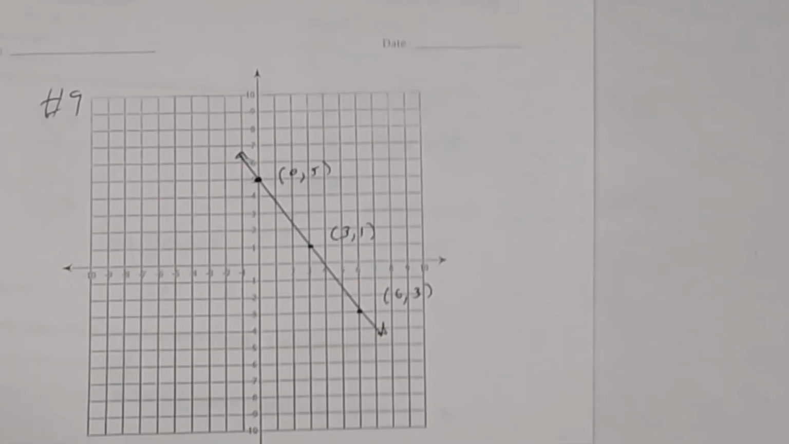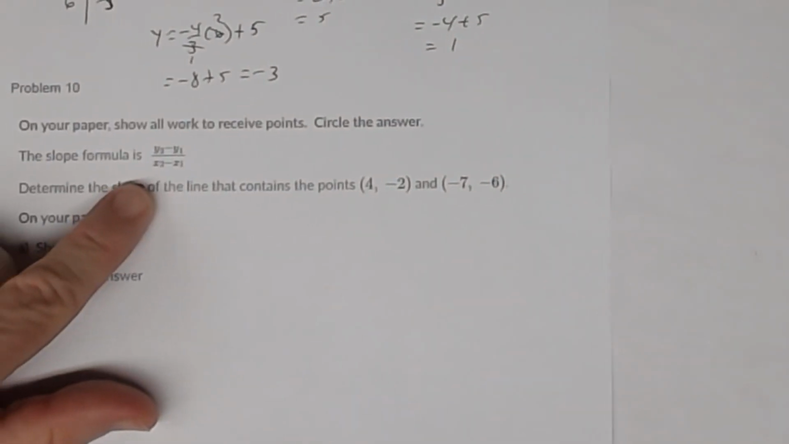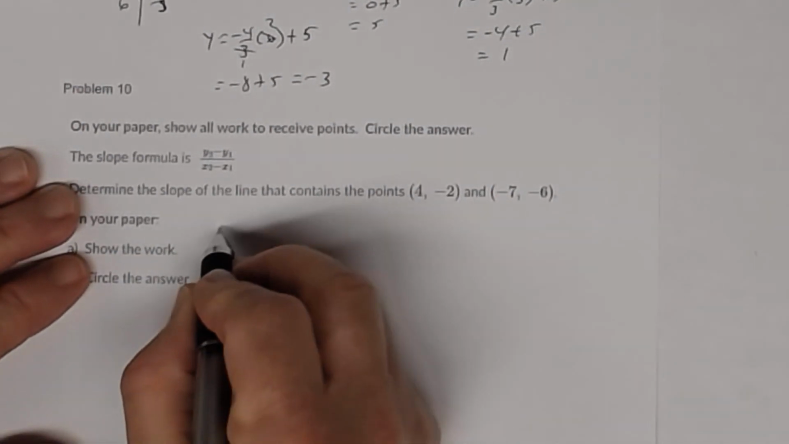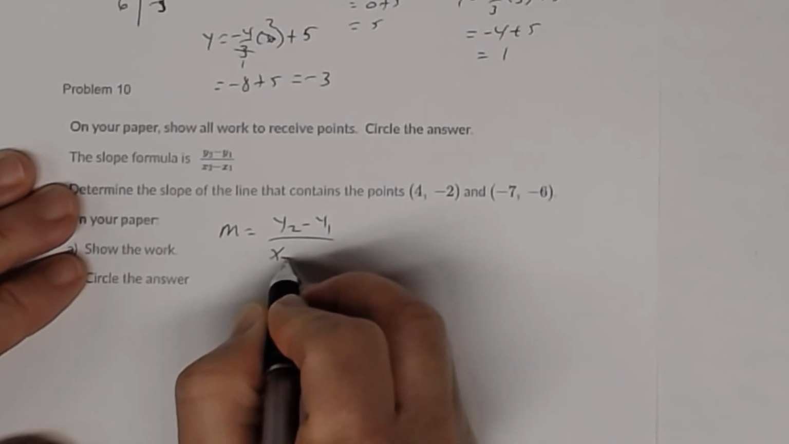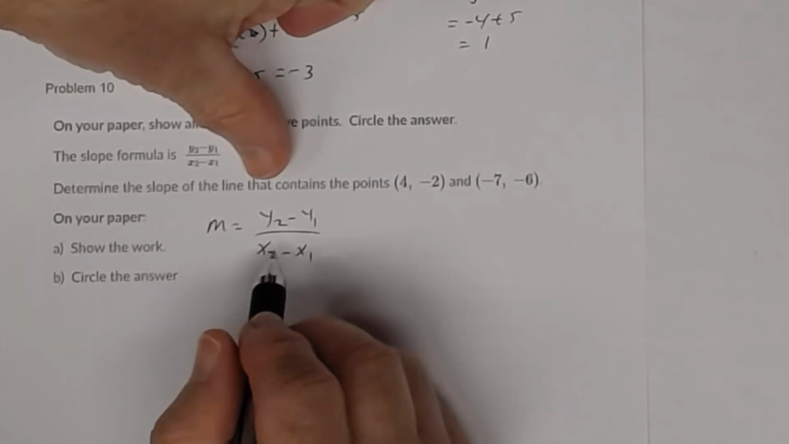You had to show that. Okay, number 10. Number 10's easy. You just need to find the slope of that line that contains those points. So the slope formula is y2 minus y1 divided by x2 minus x1. And the order matters in which you subtract, so be careful.